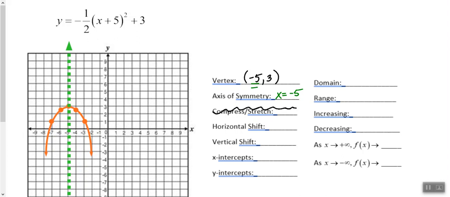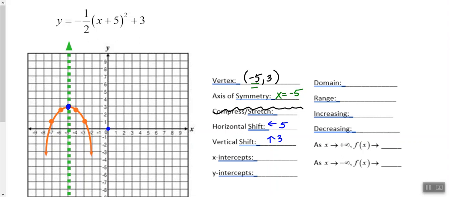Compression and stretch, you don't have to worry about. Horizontal and vertical shift, it's asking where did my vertex move, which I just plotted in blue, from the origin, which was (0, 0). So horizontally, I went left 1, 2, 3, 4, 5. So left 5. And then vertically, I went up 1, 2, 3. So from the origin, my vertex moved left 5, up 3.